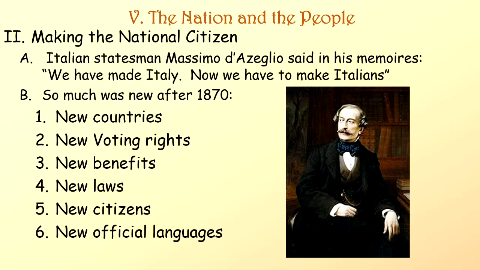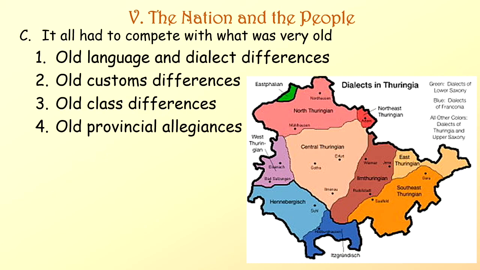Making the national citizen. Italian statesman Massimo d'Azeglio said in his memoirs something that became quite famous. He said, "We have made Italy, now we have to make Italians." So much was new after the year 1870. You had new countries, new voting rights, new benefits, new laws, new citizens, and new official languages. It all had to compete with what was very old: language and dialect differences, old customs differences, old class differences, old provincial allegiances.